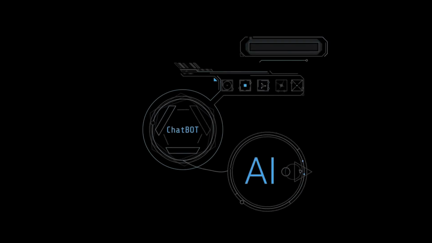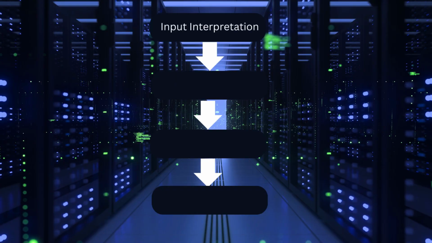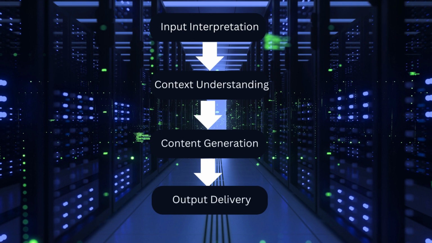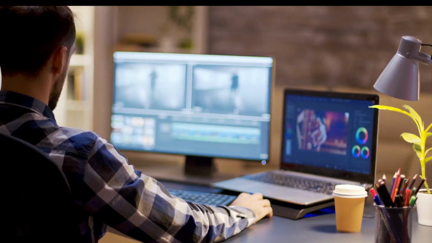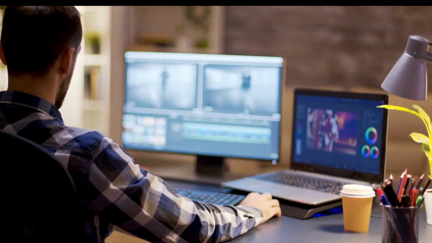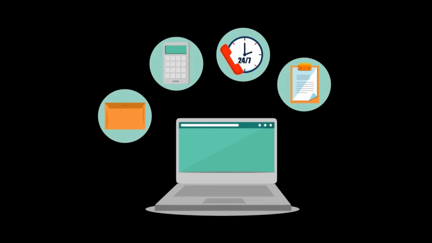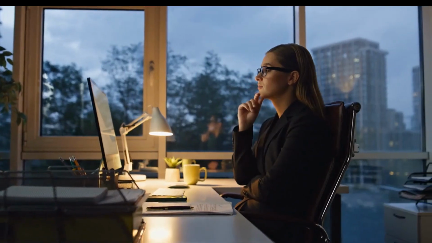How does this work? AI prompts drive AI models to generate content by serving as the input or instructions that guide the model's behavior. This is done using 4 key steps: input interpretation, context understanding, content generation, output delivery. Input interpretation. When you provide an AI prompt, the AI model reads and interprets it. This prompt can be in the form of text, questions, or instructions.